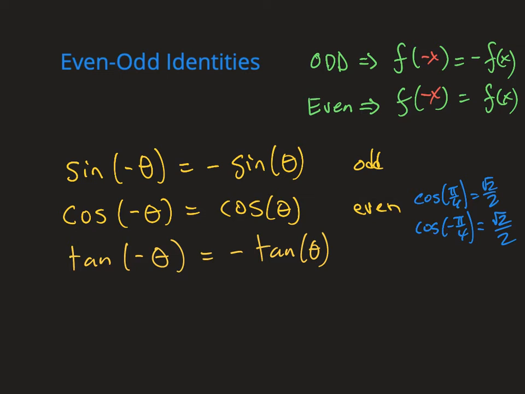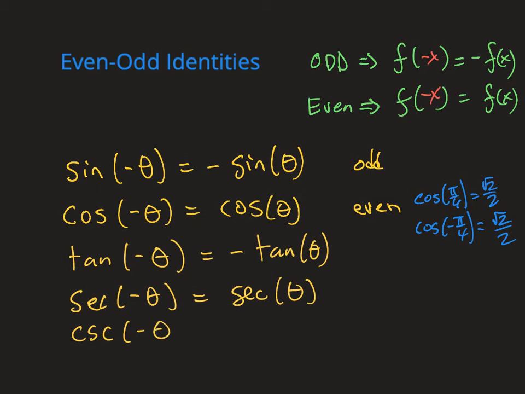So those are sine, cosine, and tangent, and then the reciprocal functions have similar characteristics. The secant function, which is the reciprocal of the cosine function, that's also even. So the secant of negative theta is the same as secant of theta. The cosecant function, which is the reciprocal of the sine function, is odd. So that's going to equal negative cosecant theta. So this one's odd, this one's even, this one's odd. And then cotangent is also odd.